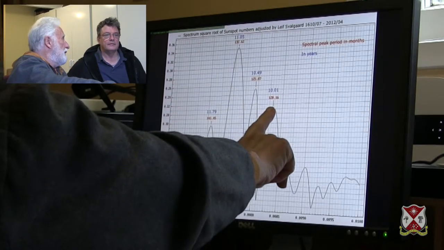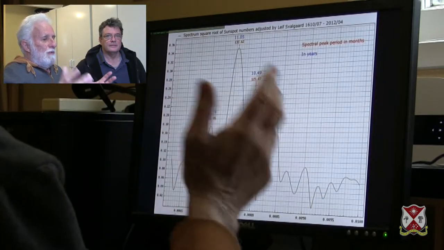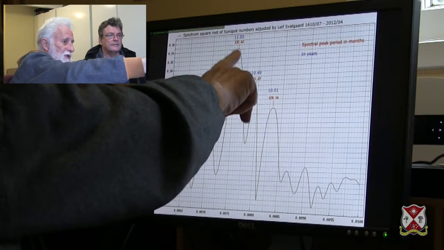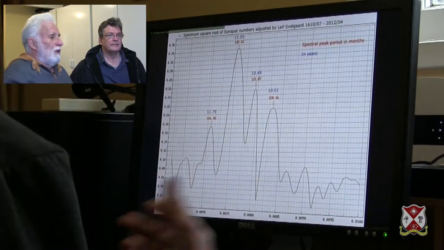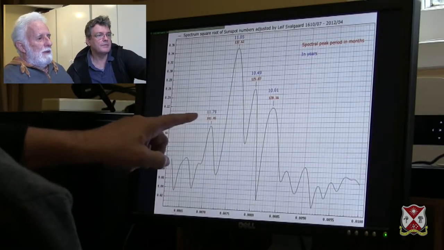The two most massive planets, which have the biggest movement of the centre of the mass of the sun, and there's various things relating to that. In this case, the three strongest tidal planets. In this case, the one most massive planet, whose elliptical orbit would have that effect, ranging from 10.01 years to 11.79.